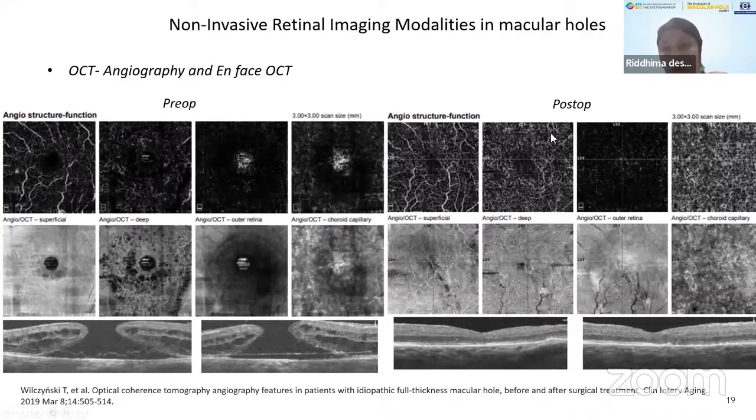In the post-operative period, you can see there is improvement of vascular density in the deep capillary plexus as well as the choriocapillaris plexus. So restoration of the flow in the deep capillary plexus and choriocapillaris has been associated with good functional outcomes after macular hole surgery.